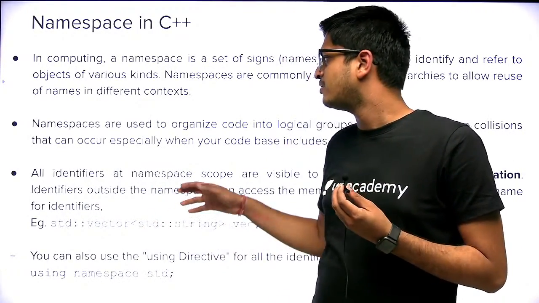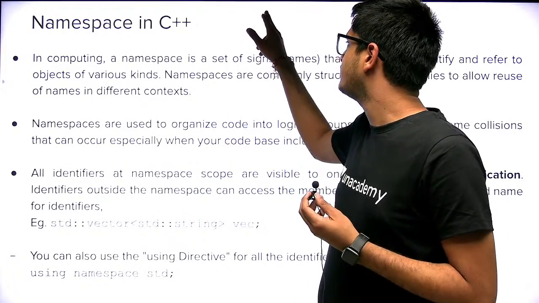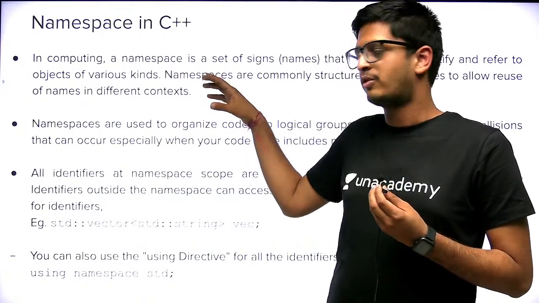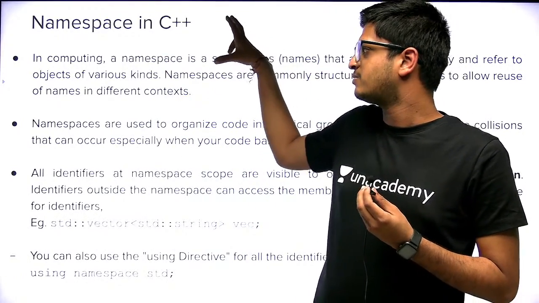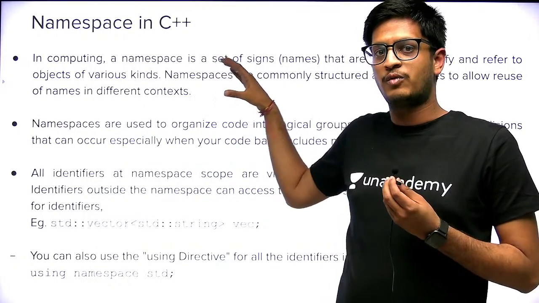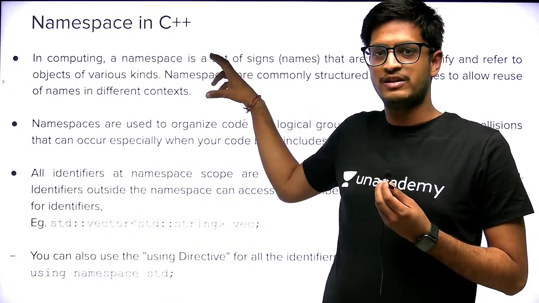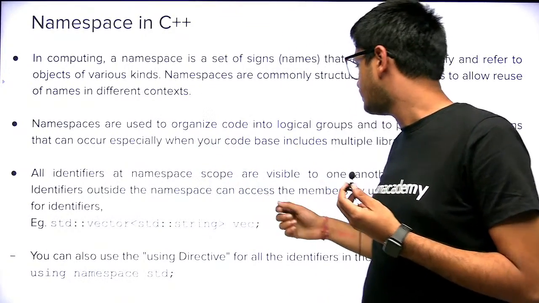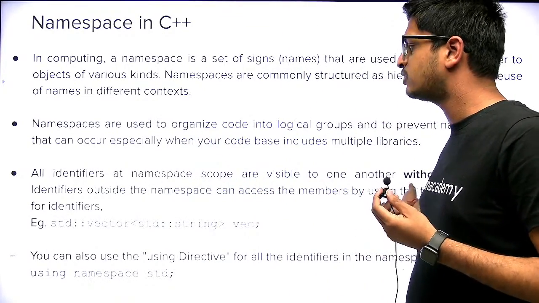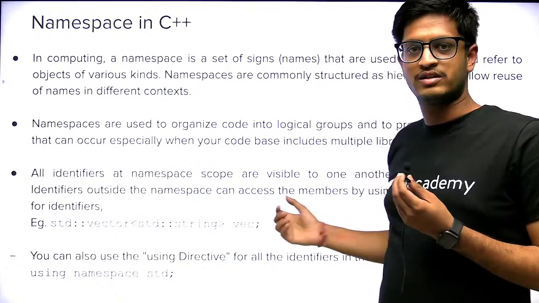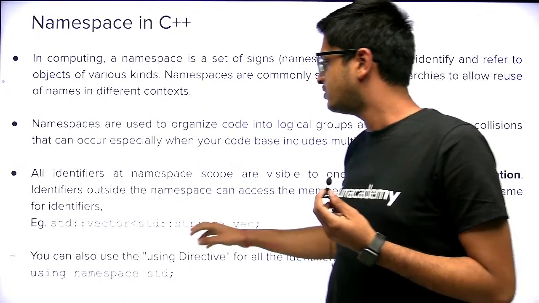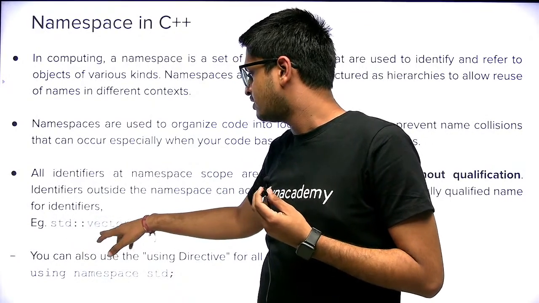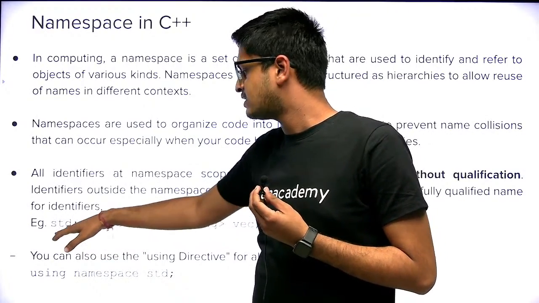So what is a scope now? In a C++ program, we have already shown the curly braces. Whatever you write in two curly braces defines a scope. And whatever objects you are defining in one particular scope are visible to that scope only, right? And if you want to use an object without qualification, so what does qualification mean? Here we can see that std colon colon vector is written, which means that vector is written in the std scope.